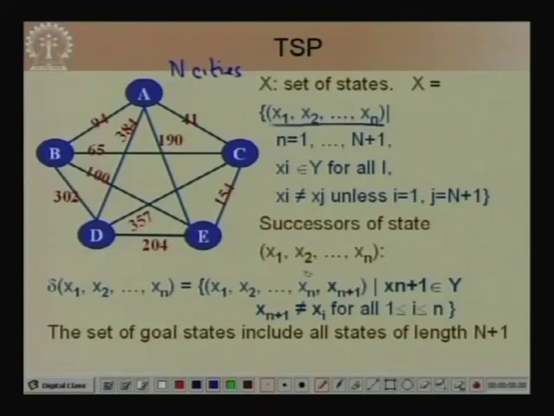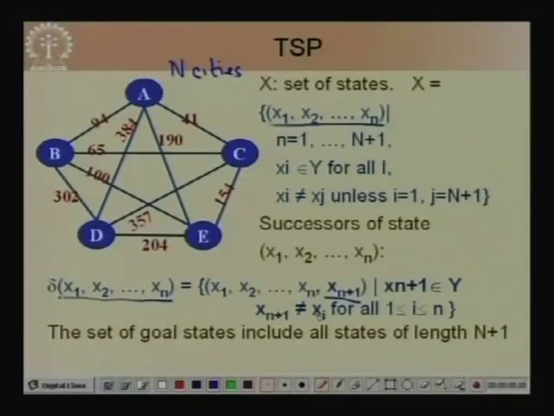The successor of a state x1, x2, ..., xn is represented like this. The successors of this state are all states which are extensions of this Hamiltonian path. So, those states are x1, x2, ..., xn, xn plus 1, where xn plus 1 is a city which is not equal to any other city which already existed in this path. Now, this is the state space representation of the TSP problem. What is the goal? A goal state is a state where we have a Hamiltonian tour of length n plus 1. So, the set of goal states include all states of length n plus 1.